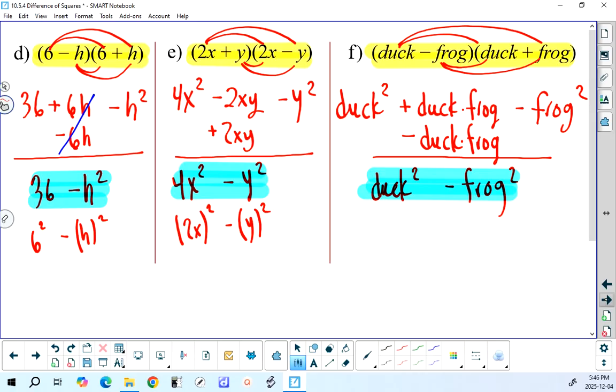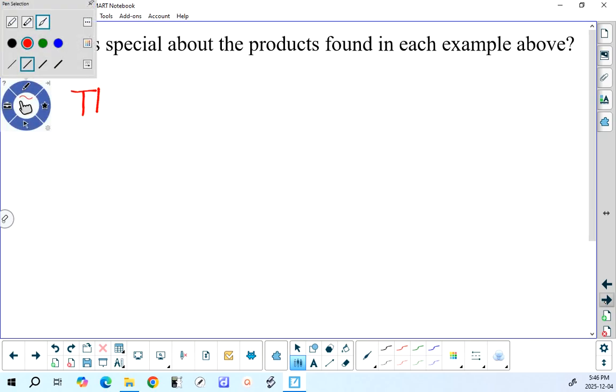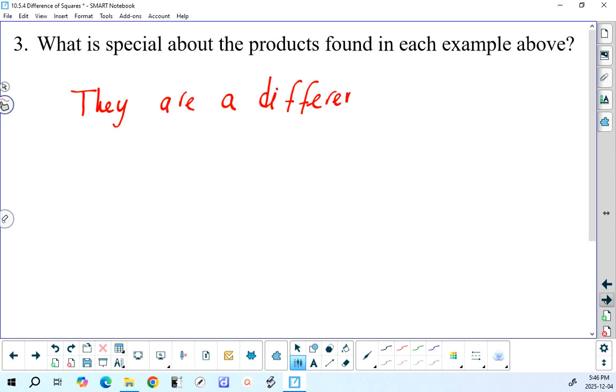But now comes the interesting part. Well, I'm going to hold off on that. So let's just write down our observations here. What do we notice about the products? We get a difference. They are a difference of 2 perfect squares.